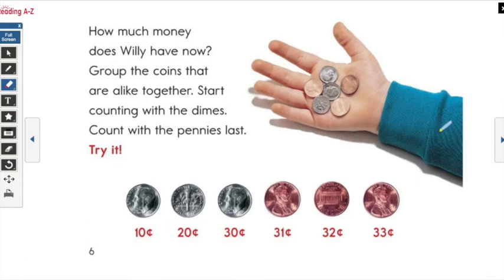How much money does Willie have now? Group the coins that are alike together. Start counting with the dimes. Count with the pennies last. Try it. So we're going to start with our dimes. We have 10 cents, 20 cents, 30 cents for our dimes. And each penny is only 1. So we have 30 cents, and then 31 cents, 32 cents, 33 cents. 33 cents is our total.